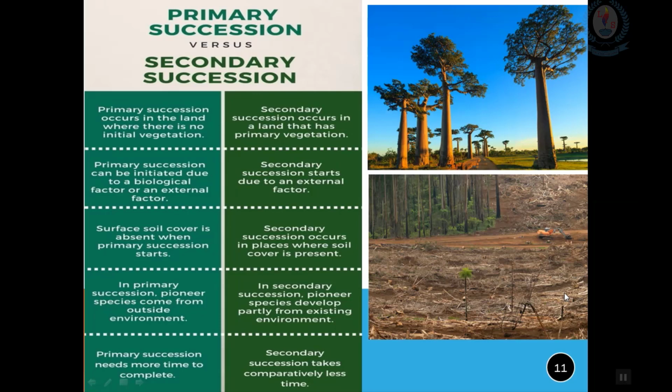Surface soil cover is absent when it comes to primary succession, but in secondary succession there is a surface soil cover at the beginning. In primary succession, pioneer species come from outside of the environment, but in secondary succession, pioneer species develop partly from the existing environment. Primary succession needs more time to complete, but secondary succession takes comparatively less time.